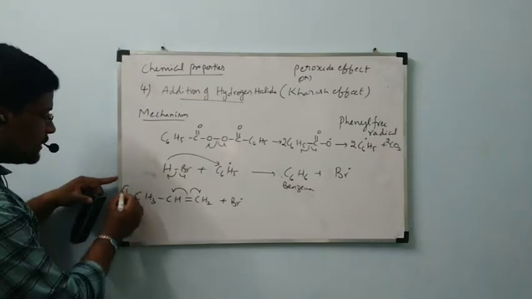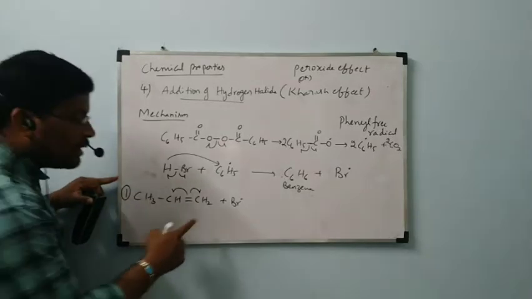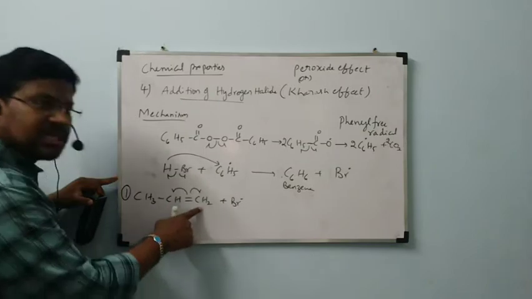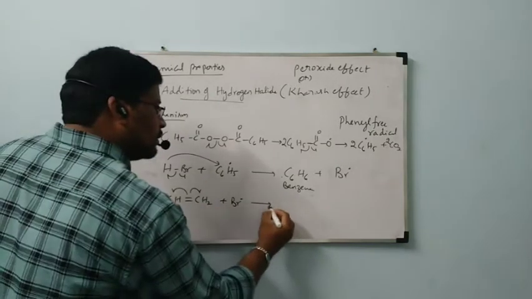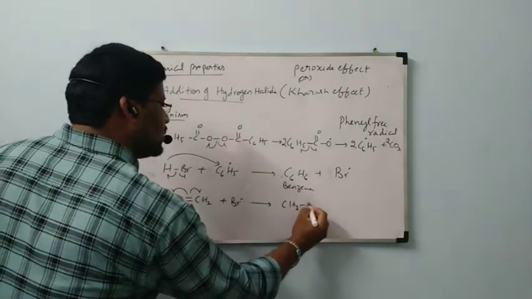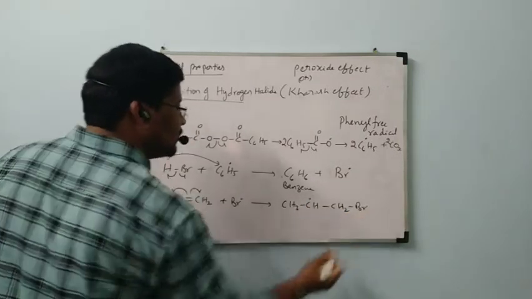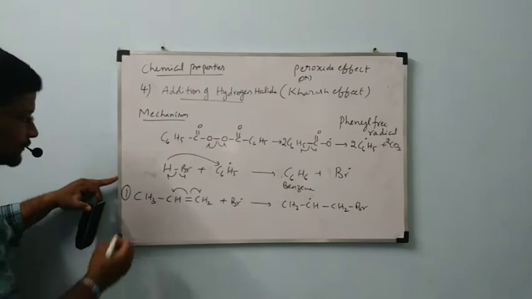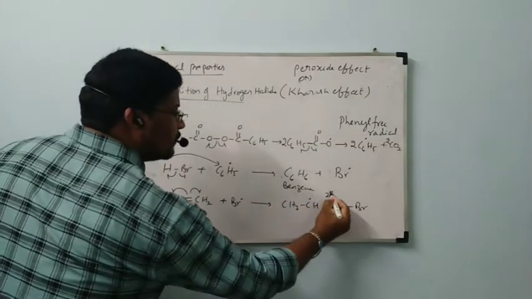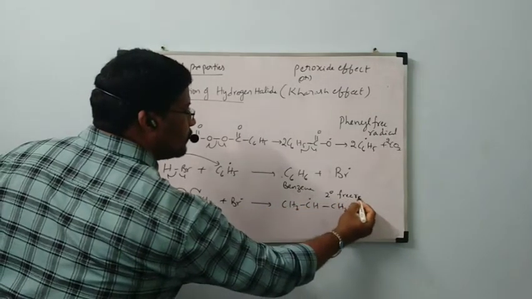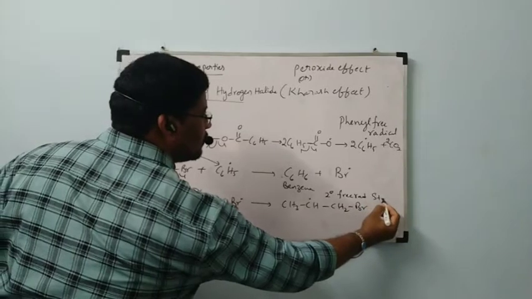This is the first possibility I am writing. Homolytically, Br free radical is bonded to the first carbon to form CH3 CH free radical single bond CH2Br. Secondary free radical, stable.